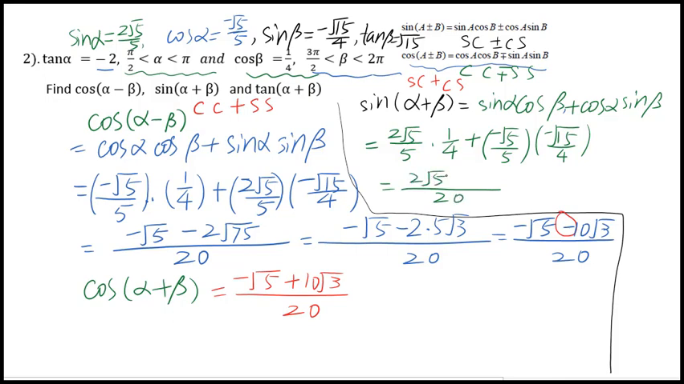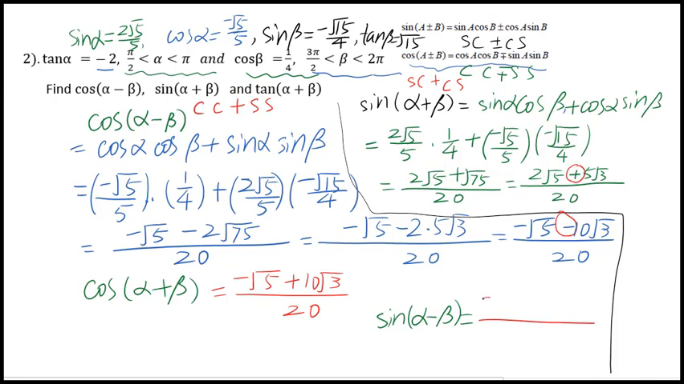2 square root of 5. Negative negative will be positive, so plus square root of 75. Square root of 75, you can simplify. That is 2 square root of 5 plus 5 square root of 3 over 20. Let me write down here, sine alpha minus beta. You need to change the sign for this one. So you get 2 square root of 5 minus 5 square root of 3 over 20. We have all this ready.